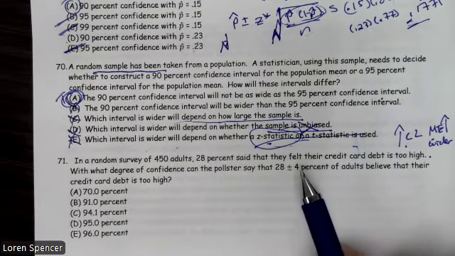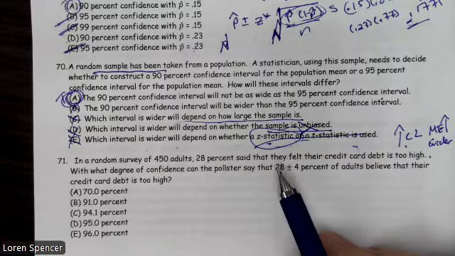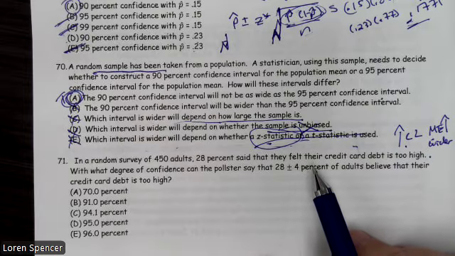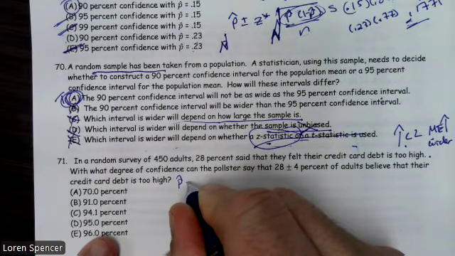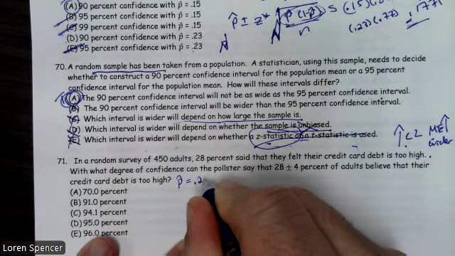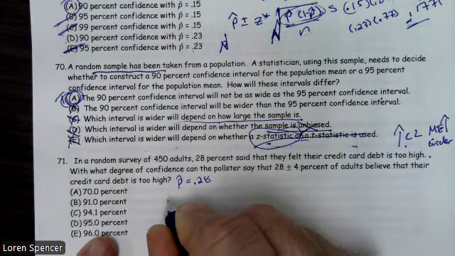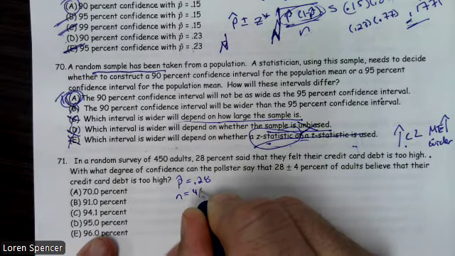So in a random sample of 450 adults, 28% said that they felt their credit card debt is too high. So we know we have a p hat equal to 0.28, and we also have a sample size of 450.